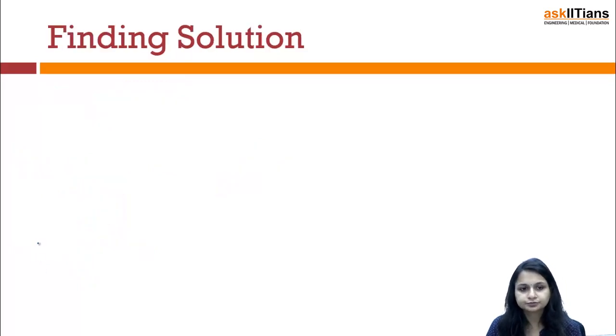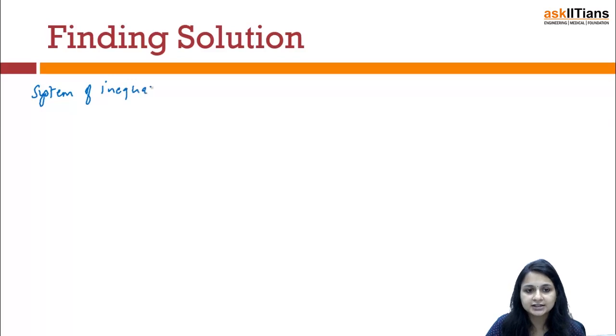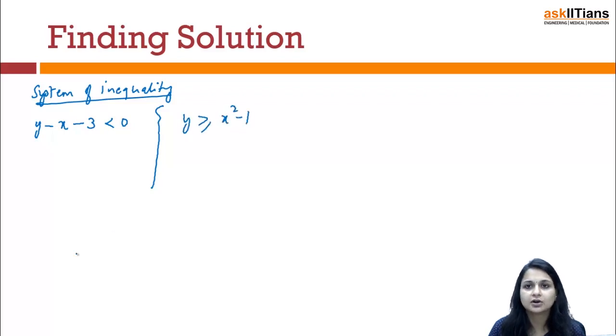Now, how to find the solution for a system of inequalities? Because right now I have just considered one inequality separately. But what if I say I want the solution for y minus x minus 3 less than 0, and again y greater than equal to x square minus 1? So what I will do in this case, on the same graph with x and y axis, is try to represent both of them and then we will find the overlapping regions.